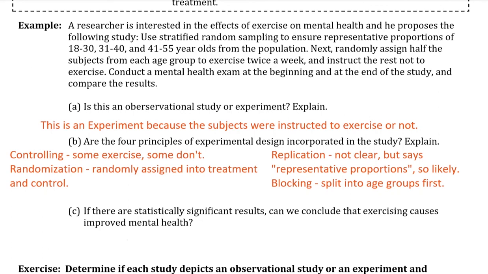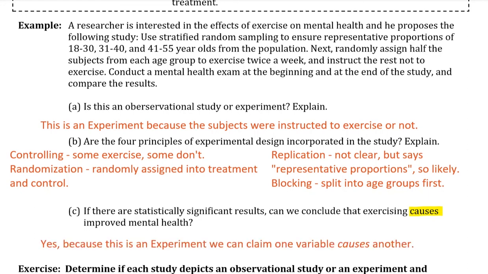For the last question, are there statistically significant results? Can we conclude that exercising causes improved mental health? We keep in mind that this is an experiment, and one of the benefits of working with experiments over observations is that we can try to make a causal connection. And that's exactly what this question is asking for. Can we conclude that exercising causes improved mental health? So what we're going to say in response is that yes, because this is an experiment, we can claim one variable causes another.